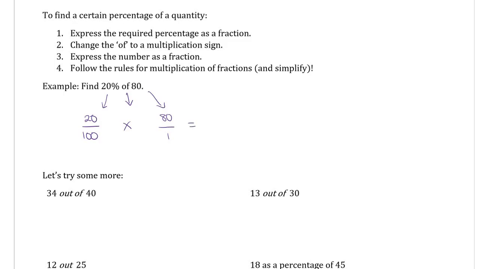Now, if I do some cross-cancelling here, I could divide this by 20 and this by 20 to make those 5 and 4. And then I could simplify this fraction here by dividing both of these by 5. So we end up with 4 times 4, which is 16. So 20% of 80 is 16.